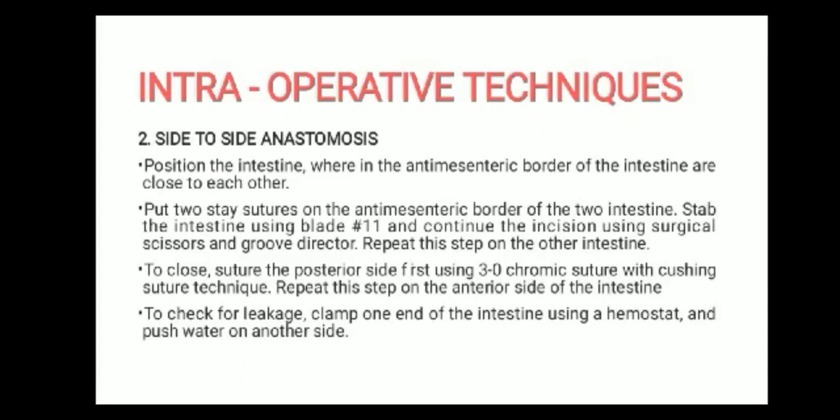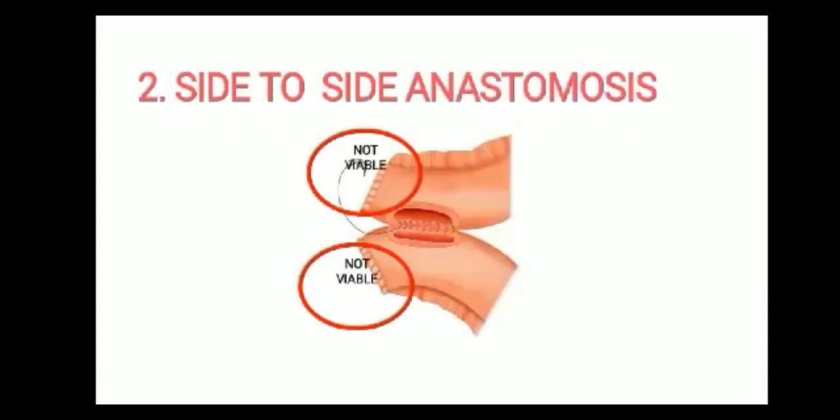To close, suture the posterior side first. Use 3-0 chromic with Cushing suture technique. Repeat this step on the anterior side of the intestine. To check for leakage, clamp one end of the intestine using a hemostat and push water on another side. So for side-to-side anastomosis, there are non-viable parts. As much as possible, only a little of those non-viable parts should remain, so that the flow of food in the intestine stays good.